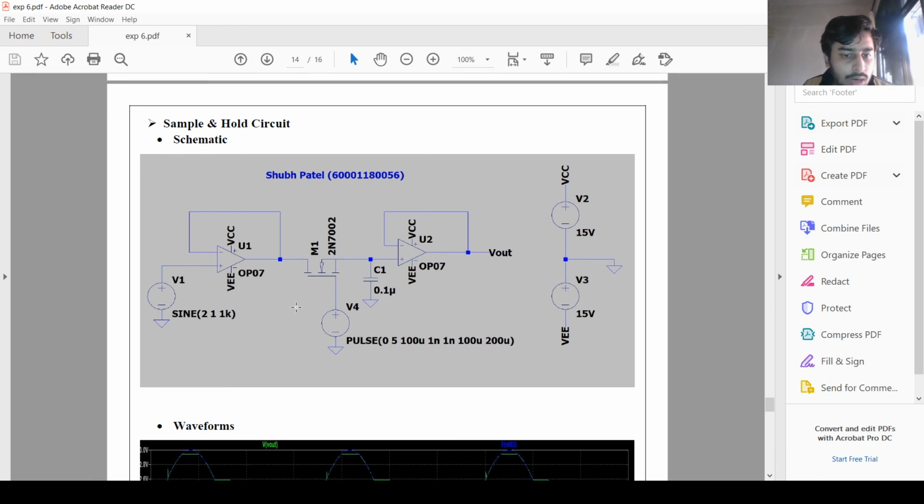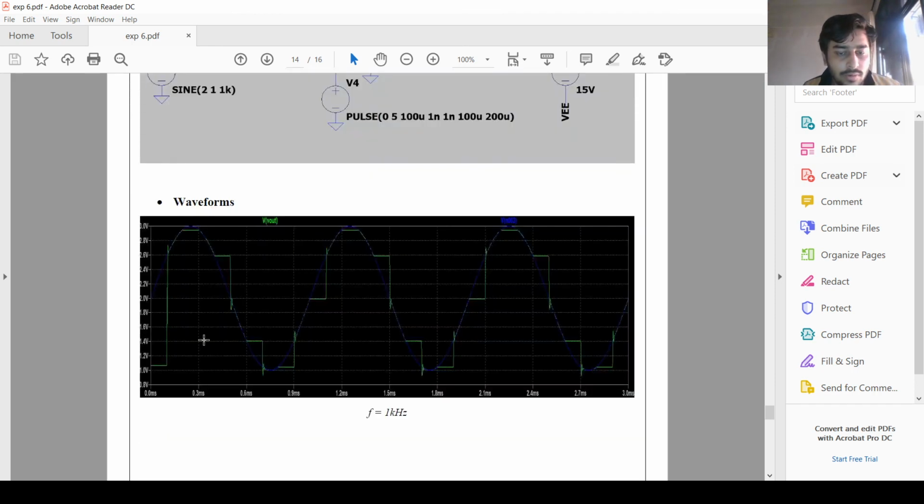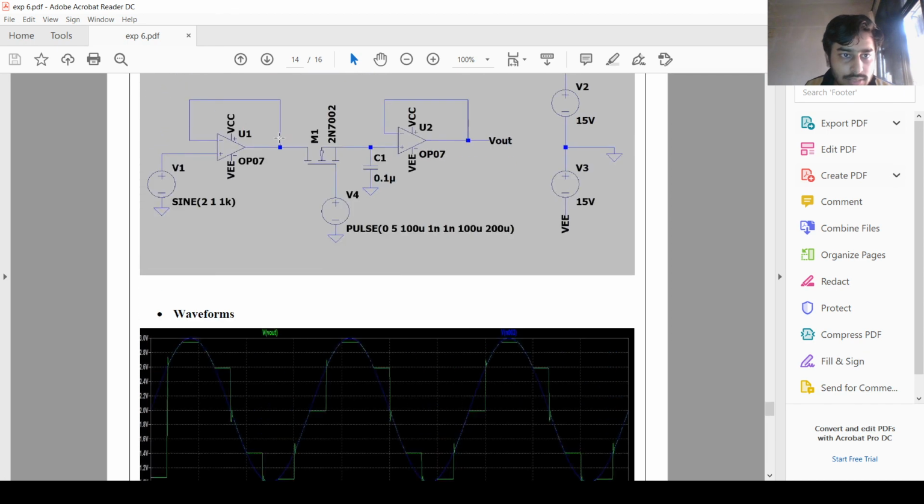The minimum condition for the sample and hold circuit is that the frequency of the control voltage must be twice the frequency of the sinusoidal voltage applied to the non-inverting terminal of the op-amp OP07 over here. As you can see, I have provided 1 kilohertz frequency here, and here I have provided 1 upon 200 into 10 raised to minus 6, which is equivalent to 5 kilohertz. So the condition is satisfied, and this is the output waveform of the sample and hold circuit.